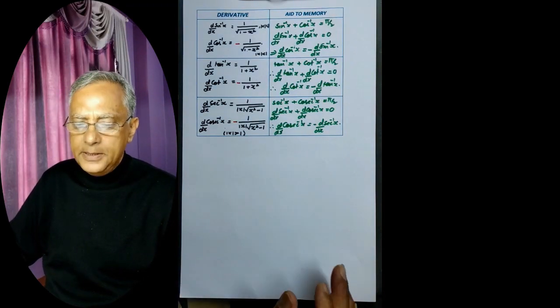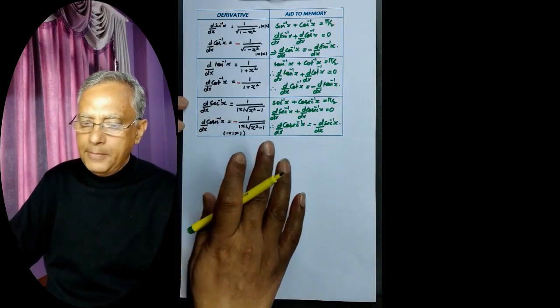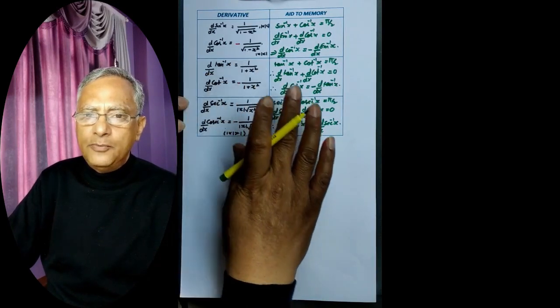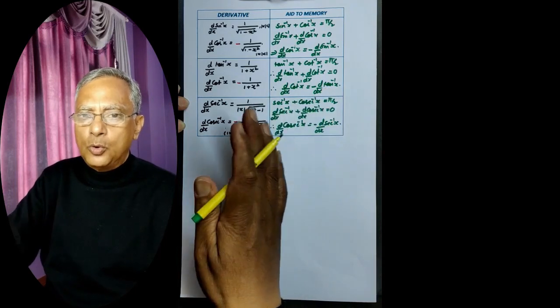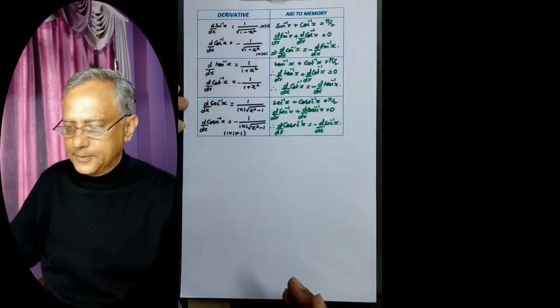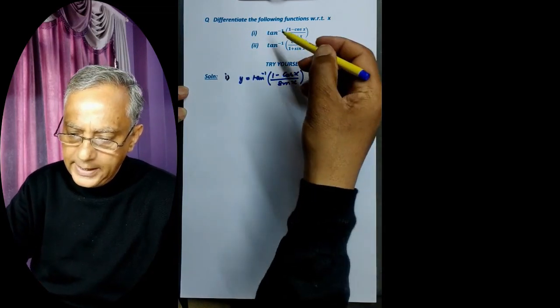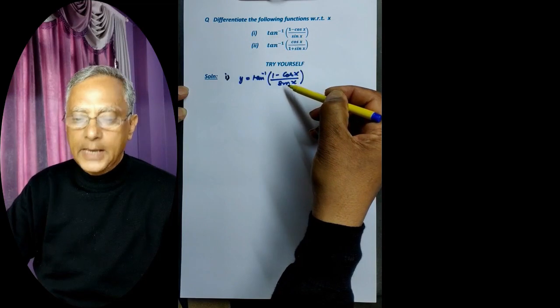Now I take up some questions. You must memorize the results for inverse trigonometrical functions which you have studied earlier. You must go through those results. Now first is y is equal to tan inverse of (1 minus cos x) over sin x.